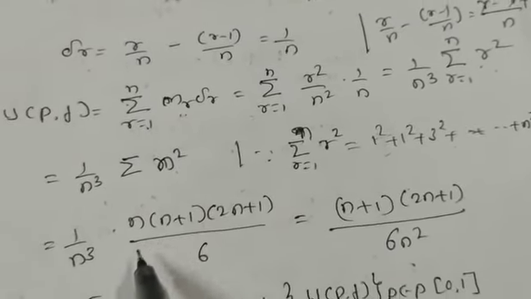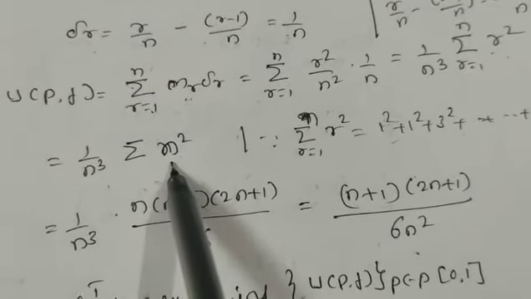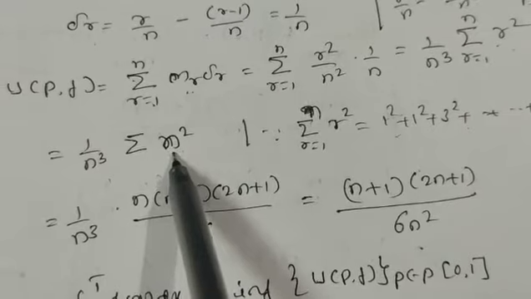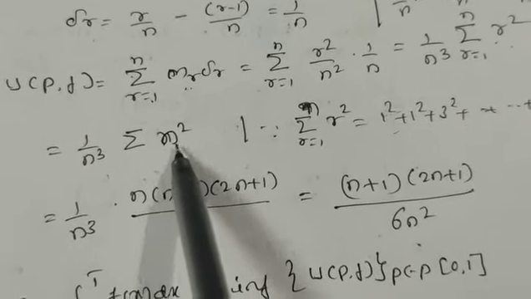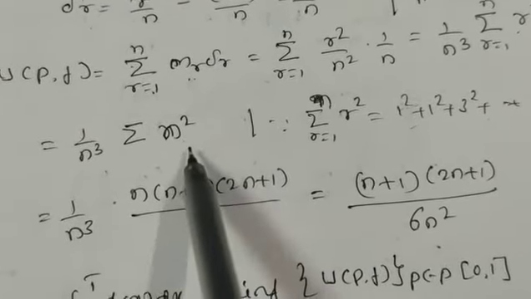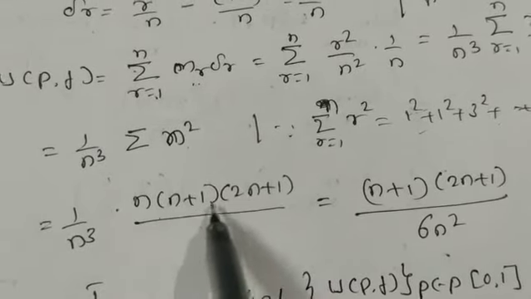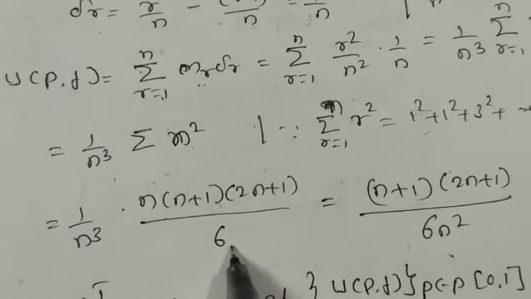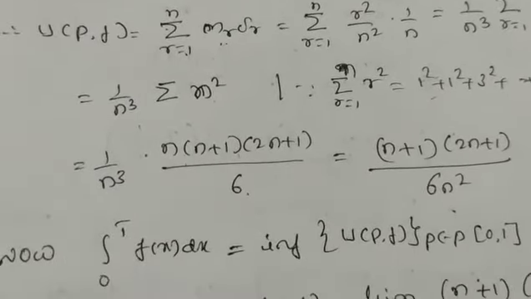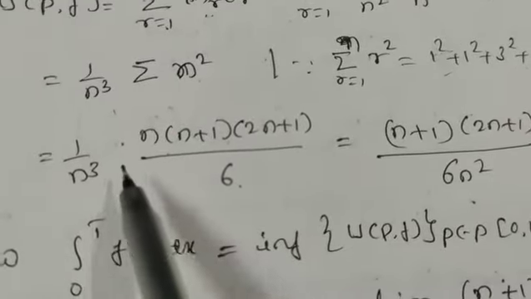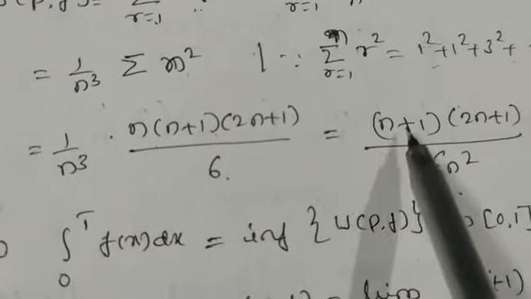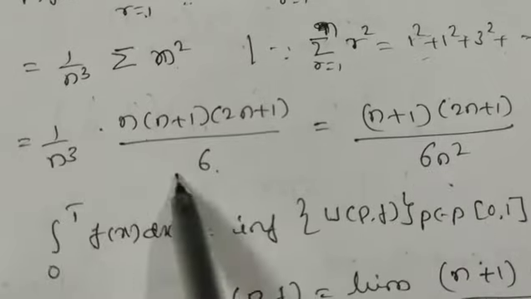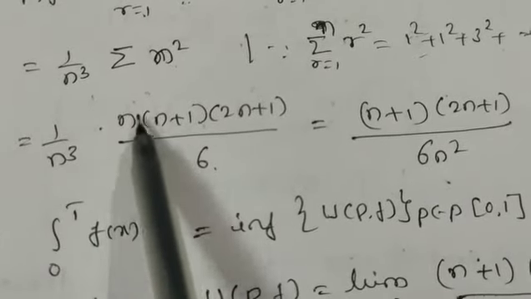This is a result you studied in the previous classes, in your PUC first year or second year I think. So the sum of n squares is n(n+1)(2n+1)/6. This is the formula you studied in the previous classes. So one n will get cancelled, and it is (n+1)(2n+1)/(6n²), since we have n divided by n³.